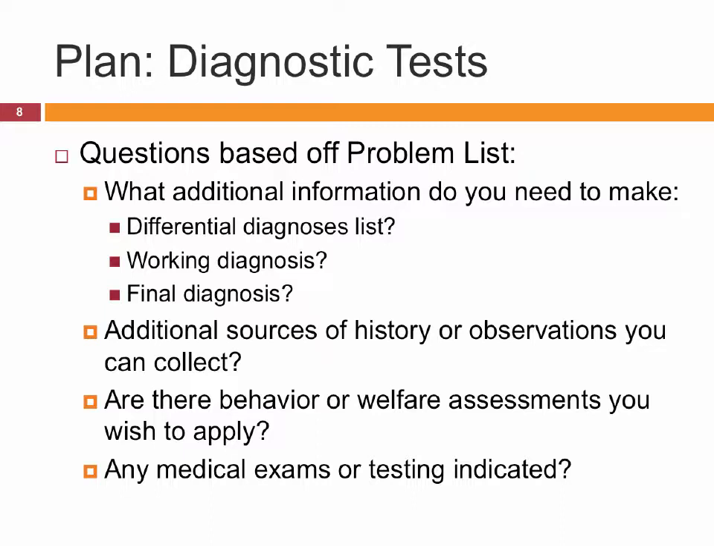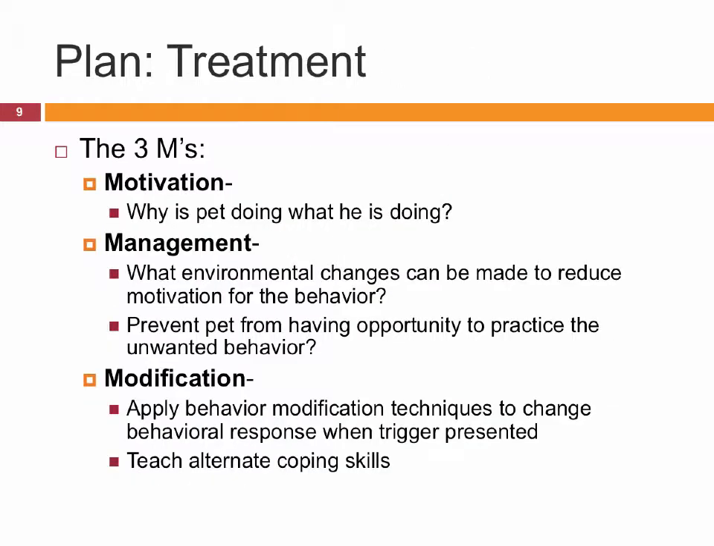Are there any sources of history or observation we need? Any other formal assessments we need? Any medical exams or testing that we need? And then we're going to look at how to treat.